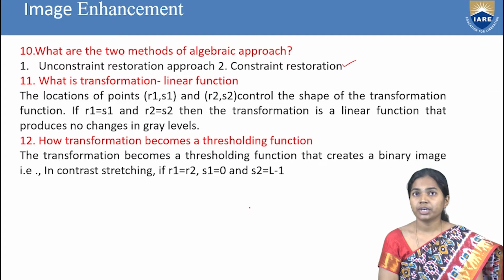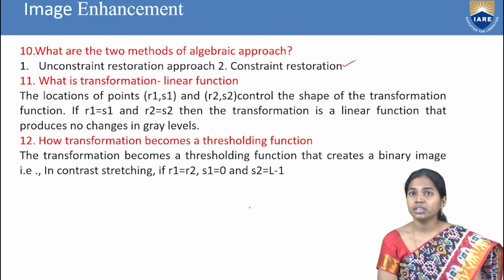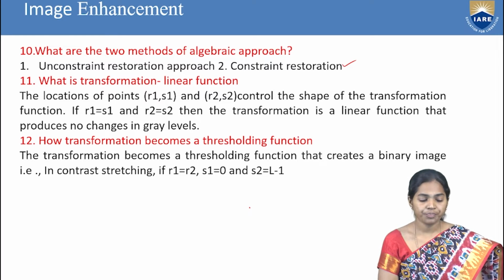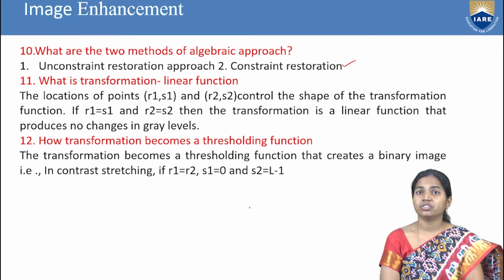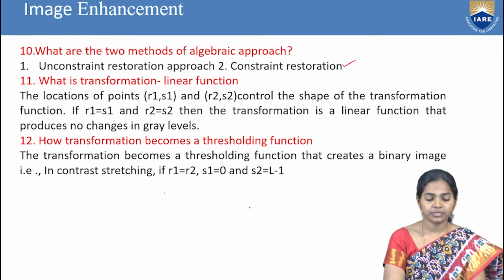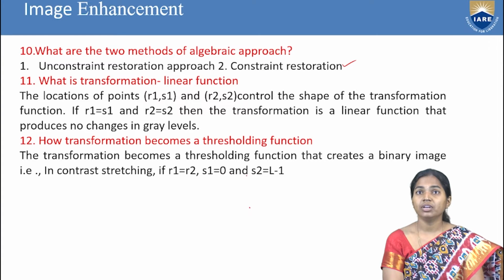And how does the transformation become a thresholding function? The transformation becomes a thresholding function that creates a binary image. In contrast stretching, R1 equals R2 means S1 equals 0 and S2 equals L minus 1.